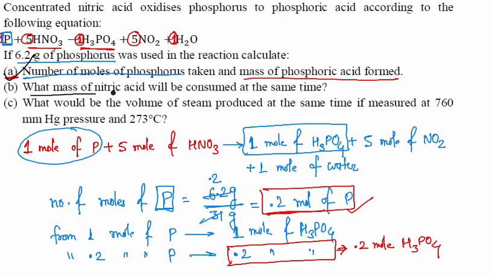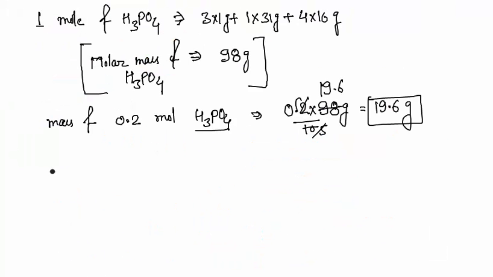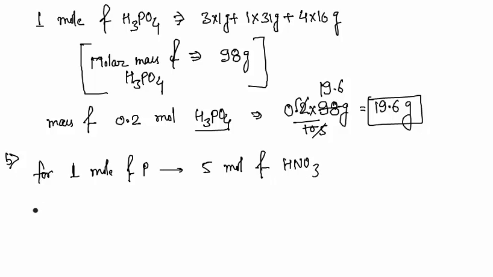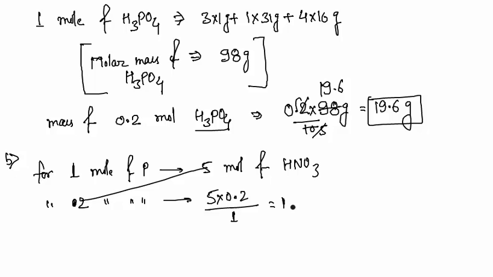Now look at this, what mass of nitric acid will be consumed? For 1 mole of phosphorus, that is your B part, you are in need of 5 moles of HNO3. So for 0.2 mole of phosphorus you will need 5 into 0.2 upon 1, by the unitary method, that is 1 mole of HNO3.